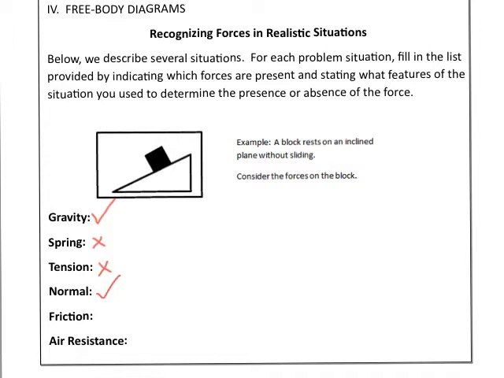The incline that it's sitting on pushes the block up, in a bit of a diagonal direction, but it keeps it from falling through that surface. So there is a normal force. And is there friction in this case? I feel like yes. There's no sliding though. Okay, but what's keeping it from sliding?